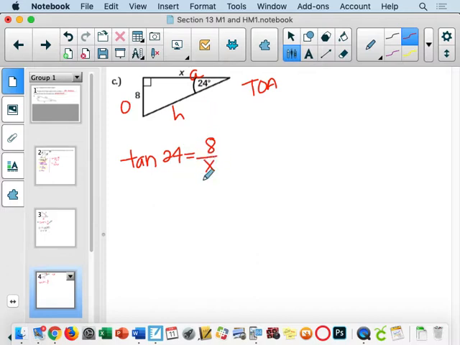And again, when the variable's in the bottom, we can swap them, knowing the work that we did earlier of multiplying both sides by x: divide both sides by tangent of 24. This is what we're typing into our calculator. 8 divided by the tangent of 24.